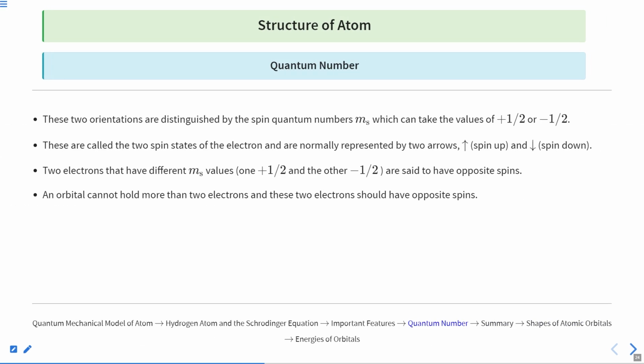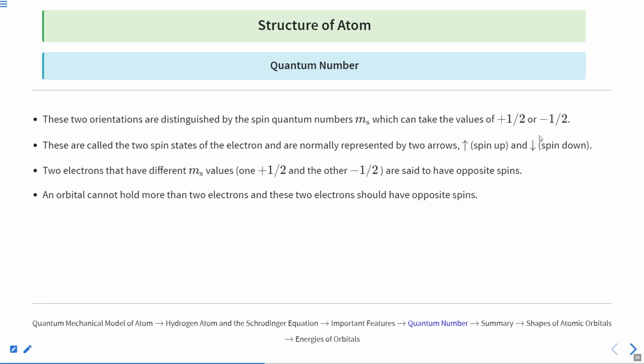Now these two orientations are plus half and minus half. So we have said that it can have two types of orientation, plus half and minus half. We say that for plus half it is clockwise, for minus half it is anti-clockwise. Now if you are representing the electron, then you write it as spin up or spin down. If you are writing an up-headed arrow, then it will have a value of plus half and it is represented as spin up.